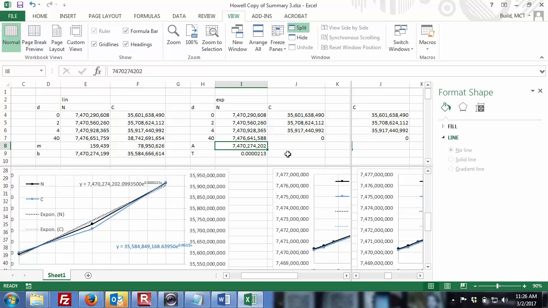Yeah, you just click it. You don't have to type in H7, I just click on the H7. Yeah, the wonders of the mouse.